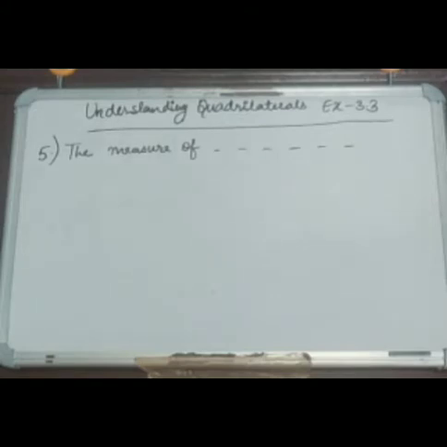So here I am taking question number 5. Question number 5 is: the measure of two adjacent angles of a parallelogram are in the ratio 3:2. Find the measure of each angle of the parallelogram. First of all, we are talking about adjacent angles, and we know that the sum of adjacent angles is 180, or we can say adjacent angles are supplementary. What is the meaning of supplementary? That is, the sum is 180. Okay, so here two adjacent angles are given in the ratio 3:2.